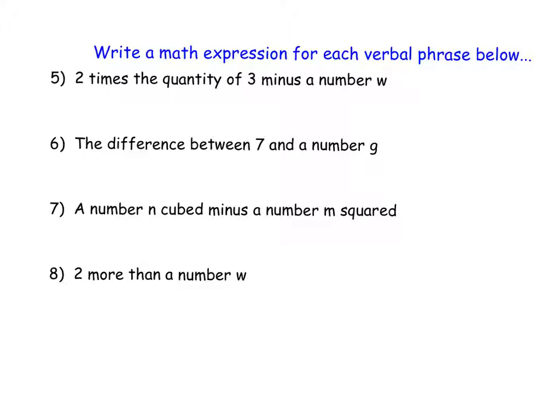A couple of additional statements here. So it says 2 times, so I know that's going to be multiplication, so I have 2 times the quantity. I know quantity is parentheses, and if I see the word quantity, I'm going to start my parentheses, and it's the quantity of, that's saying what goes inside the parentheses, 3 minus a number w, and when the statement ends, unless we state otherwise that the quantity has ended, that's when you can close the parentheses. So we have 2 times the quantity of 3 minus a number w.